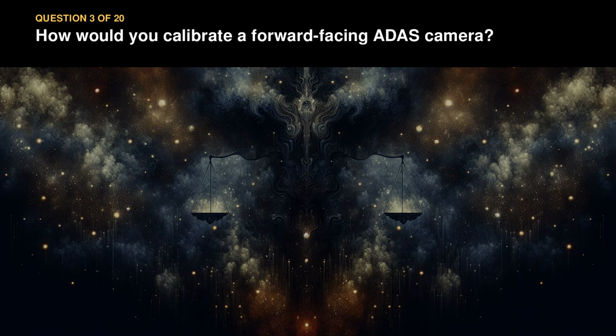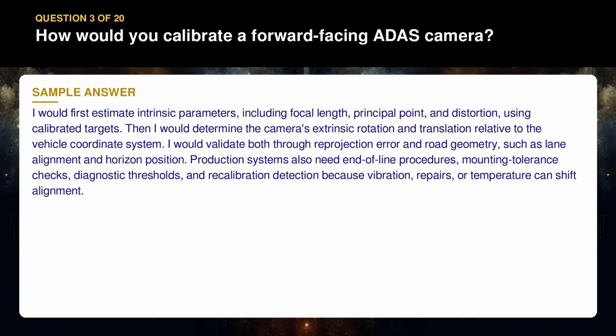Question 3. How would you calibrate a forward-facing ADAS camera? I would first estimate intrinsic parameters, including focal length, principal point, and distortion, using calibrated targets. Then I would determine the camera's extrinsic rotation and translation relative to the vehicle coordinate system. I would validate both through reprojection error in road geometry, such as lane alignment and horizon position.